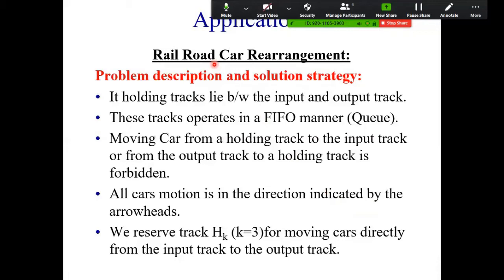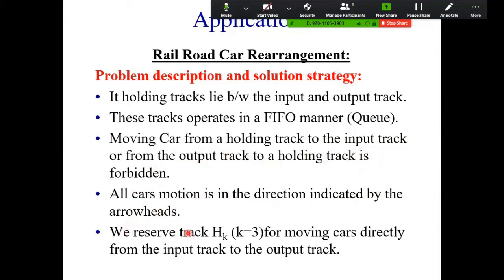One application, in your syllabus, is mentioned as railroad car rearrangement. What is the problem statement of this? The problem discussion and solution strategy: the holding tracks lie between the input and output track. These tracks operate in a FIFO manner. Moving a car from a holding track to the input track, or from the output track to a holding track, is forbidden. So it should be done only from the input track to the output track, only one direction. Reverse is not possible. All the cars' motion is in one direction, the direction indicated by the arrowhead.